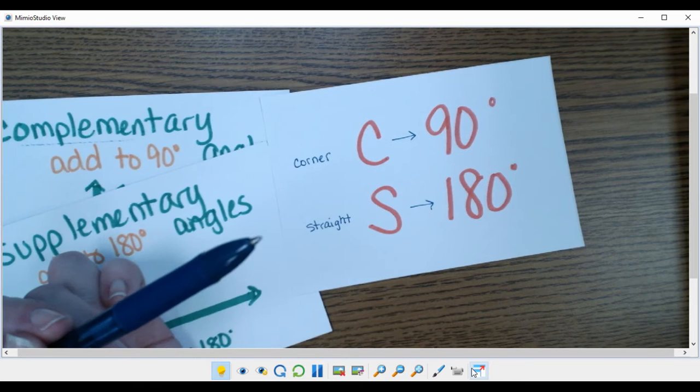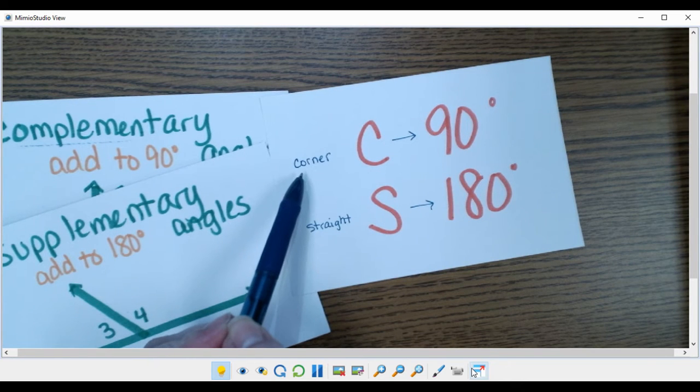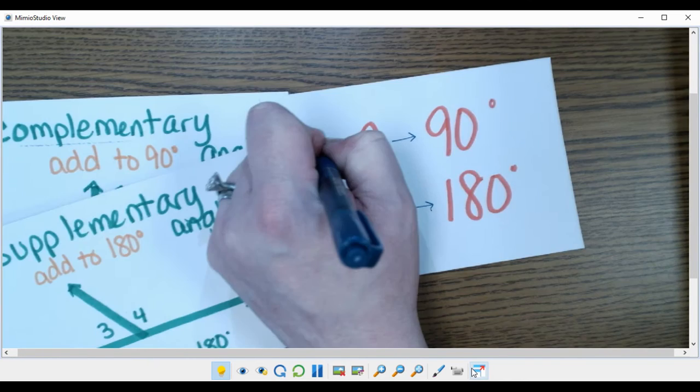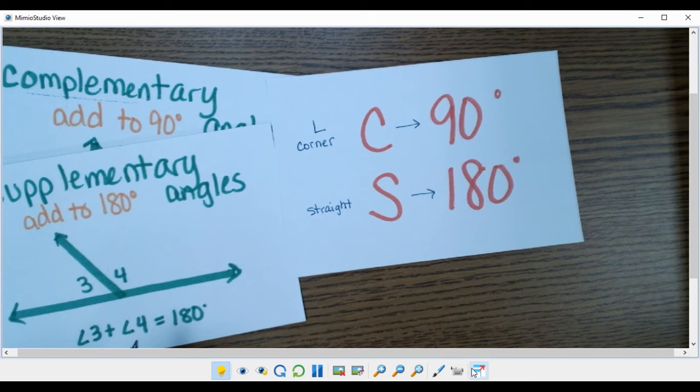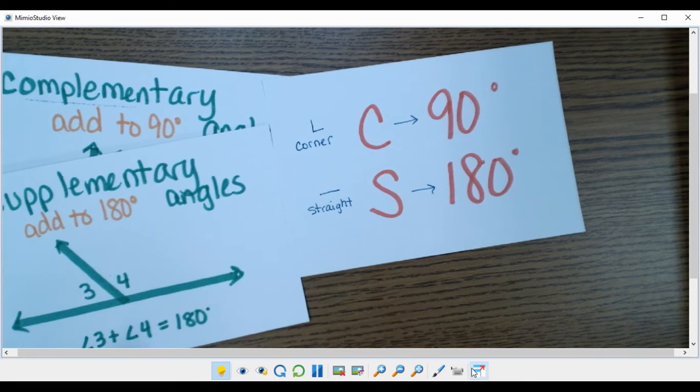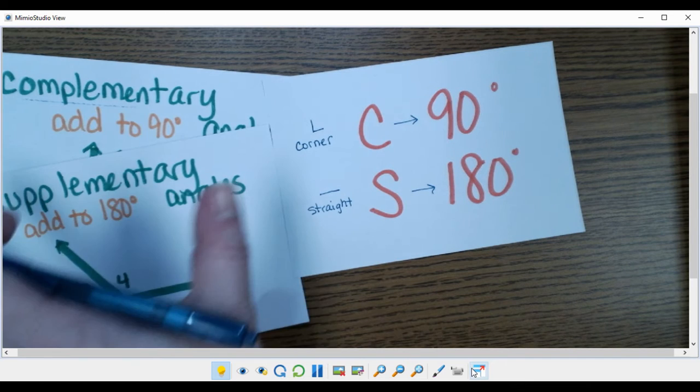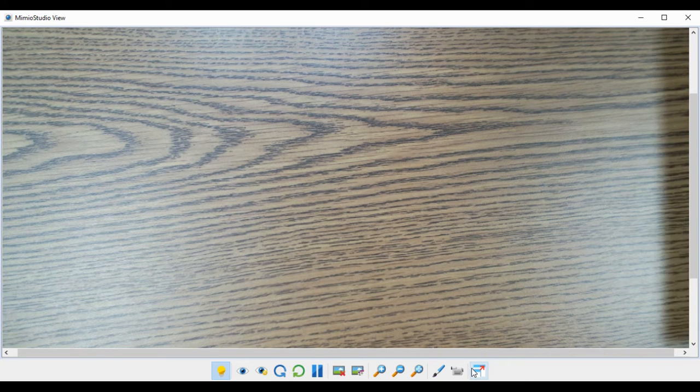The other way is that C stands for corner, which looks like that, a 90-degree angle. And S stands for straight, which looks like that. If you have other ways to remember it, I would love to hear. Those are two of the ways that I've had success with kids remembering, and even myself remembering which one is which. Okay, so let's apply these.